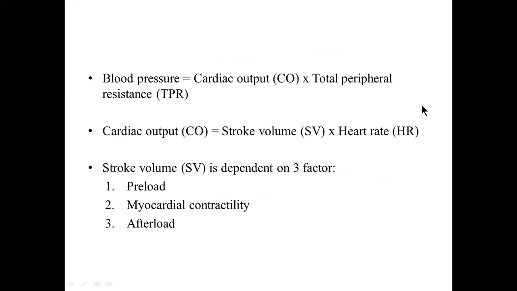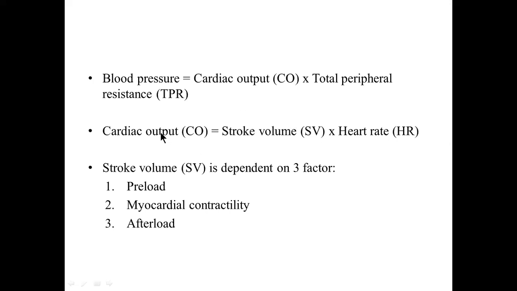Problems related to the heart rate, disorders of rate and rhythm, are called arrhythmias. And arrhythmias, whether it's tachyarrhythmia or bradyarrhythmia, are well-known causes of heart failure. But we will not talk about arrhythmias here. Arrhythmias in general tend to present with acute heart failure. We will focus here on the stroke volume.